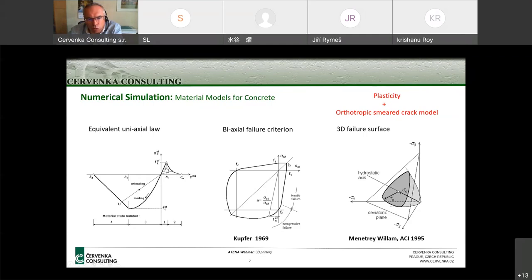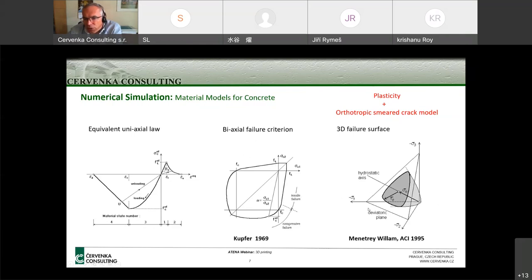If you look at the two-dimensional criterion, how it looks in two dimensions, we have this tension cutoff here on the tensile side, and then we have some kind of biaxial failure criterion. But actually, this biaxial failure criterion is basically an intersection of this 3D surface into this plane stress configuration, or into these two principal stresses.